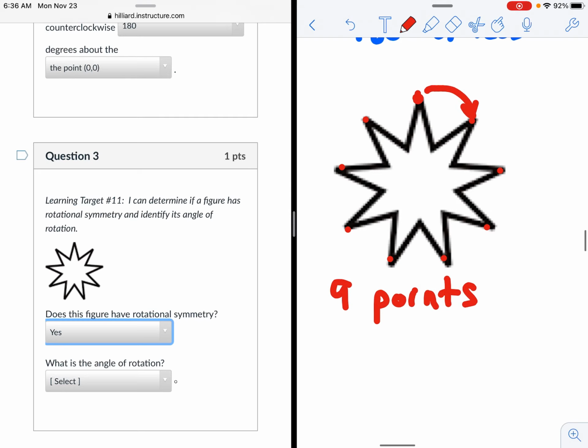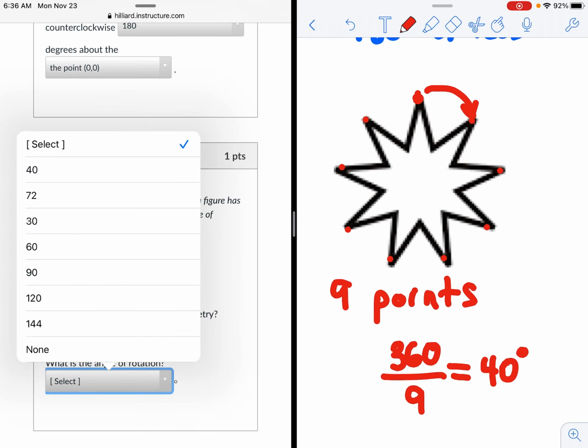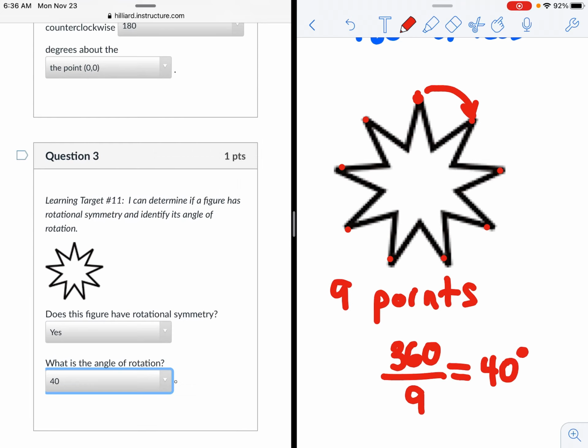All right, and since there's 9 points, I'm going to take 360, which is a full spin, and divide it by 9, which gives me 40 degrees. All right, they gave you a lot of pictures for that. So that's a quick review on rotations.